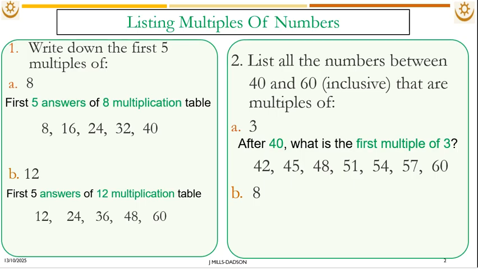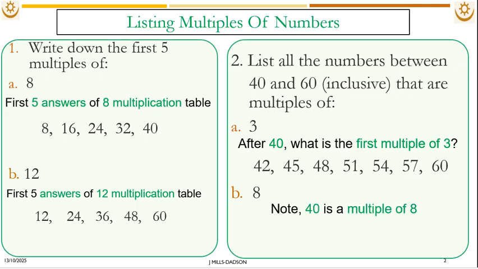Now what about the second one that says list all the numbers between 40 and 60 inclusive that are multiples of 8. Right, now if you do your 8 times table, you realize that 40 itself is a multiple of 8. So you begin with 40 and you keep on adding 8.